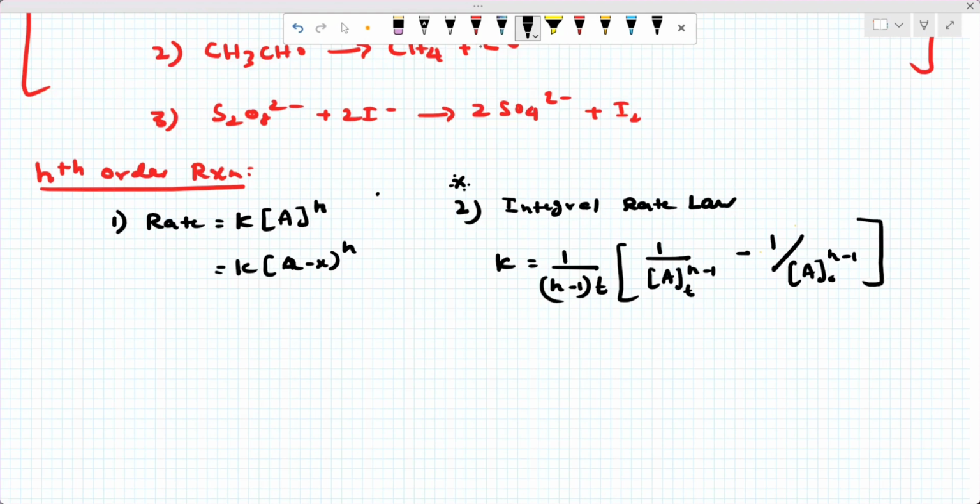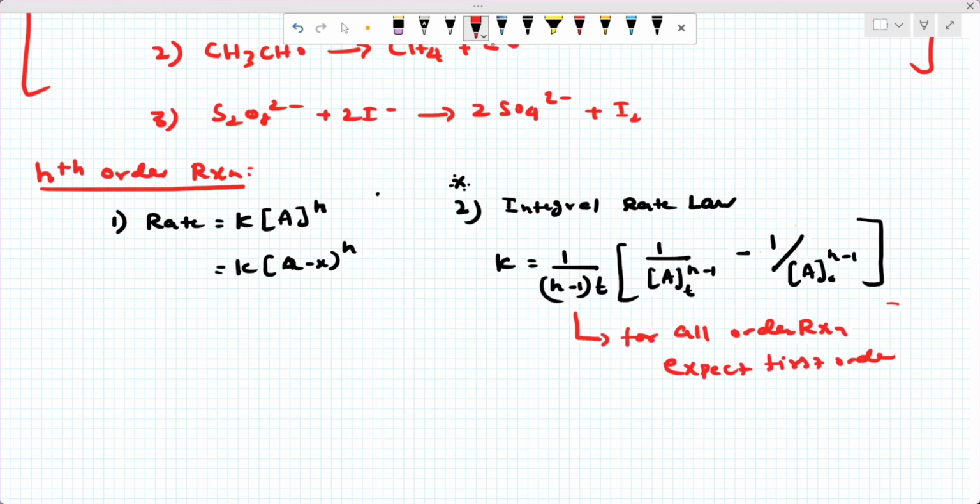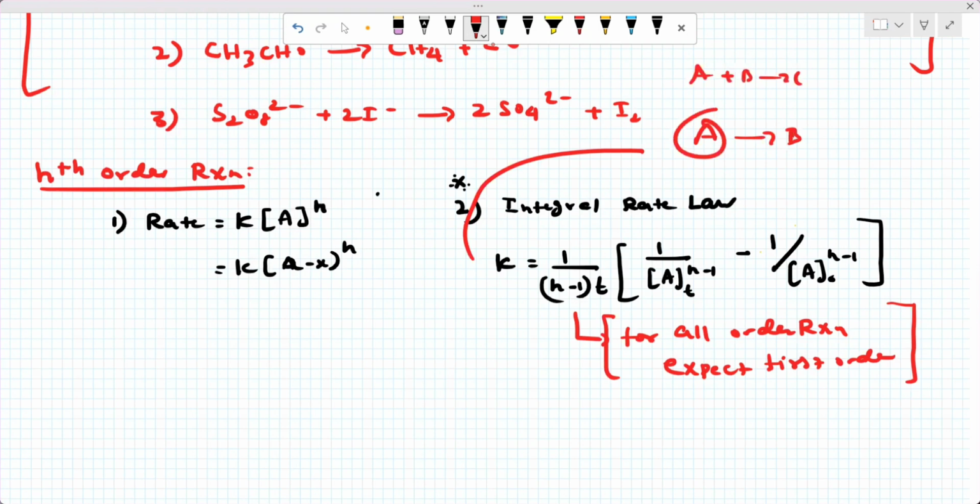Now see, this formula applies for all order reactions except first order. You don't apply this equation for first order reaction. Other than first order, we can apply it for all order reactions. Another important thing: this is only for A gives B, not for A plus B gives product. Only one reactant can convert to the product. This concept you have to apply.